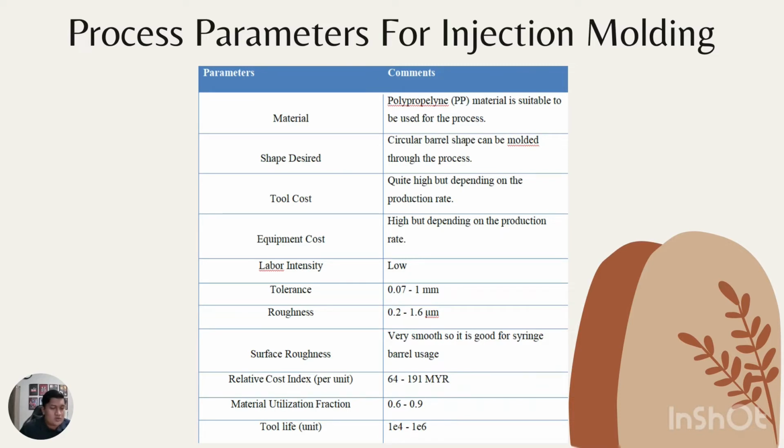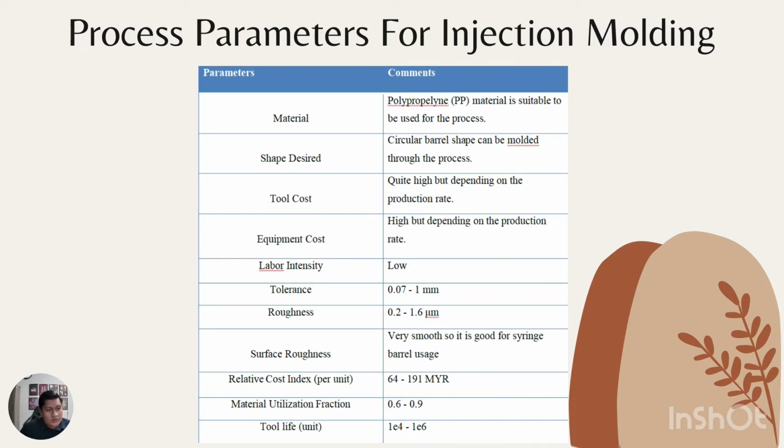And surface roughness. Surface roughness is an important aspect of the product. The product will have a very smooth surface, and it is good for a syringe barrel. It is because the syringe barrel is used to insert liquid into it. So after using it, there will be no residue in it due to the very smooth surface. And then the relative cost index is between 64 to 191 Malaysian ringgit, depending on the production rate. The higher the production rate, the more affordable the cost will be.